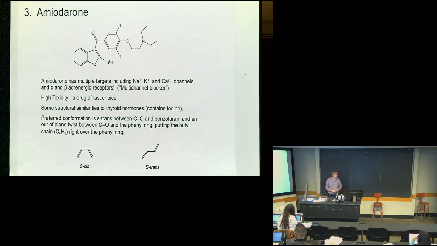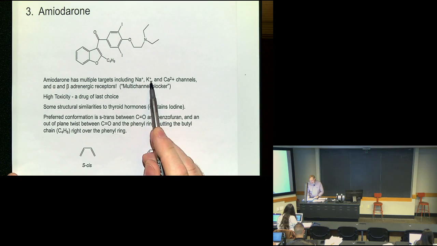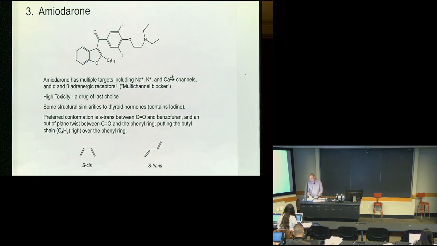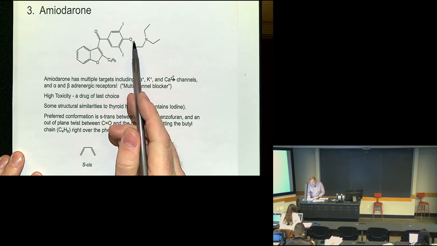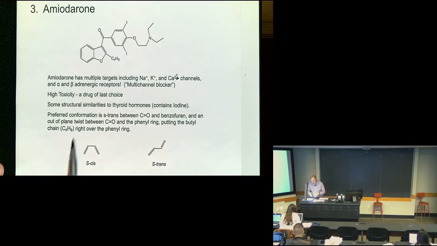Now this compound is kind of notorious, very high toxicity. It actually has multiple targets. It's the sodium, potassium, and calcium channels, that should be 2+, it should be up there, but also the alpha and beta adrenergic receptors. It affects a ton of different channels. Messy. And because of that, it tends to have a high toxicity. So it's often a drug of last choice. Now there are drugs that are less toxic, but I'm using this as sort of an example of this category.